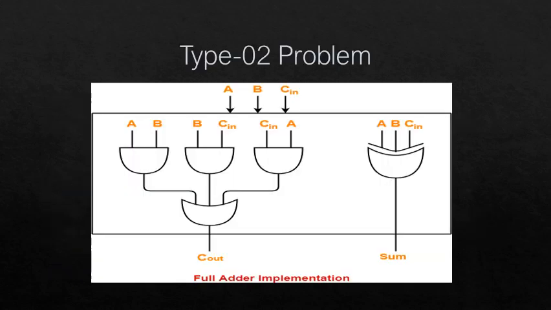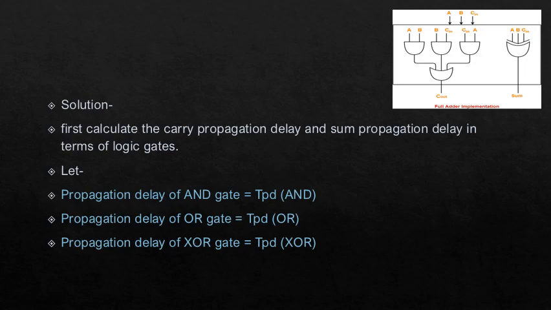The type 2 problem is where you will be given the propagation delay of some basic logic gates. You will be told how the full adder has been implemented, and then you will be asked to calculate the worst case delay of the ripple carry adder. The computation is done in the same manner as the type 1 problem. It is just that in the type 2 problem, one step is added. We first have to calculate the carry propagation delay and sum propagation delay in terms of logic gates. Then our problem reduces to a type 1 problem.